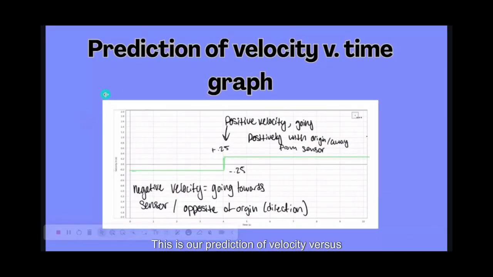This is our prediction of velocity versus time graph, where we have the positive 0.25, which is positive velocity, going positively with the origin, which is away from the sensor. And here we have negative 0.25, which is negative velocity, which is going towards the sensor, and is going the opposite direction of the origin.